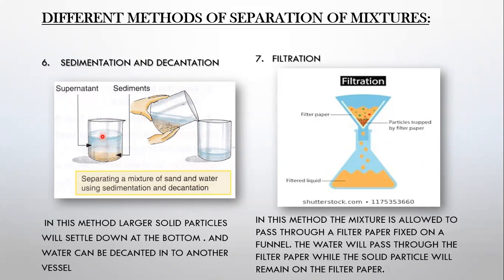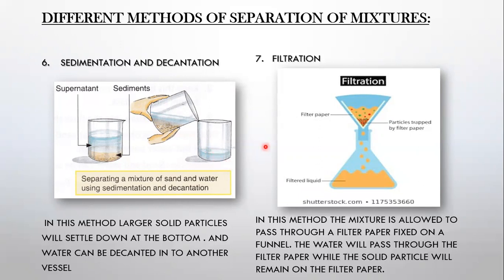Now, how to remove this water? Slowly, without shaking, we will pour the water into another vessel. This is called decantation. That means by sedimentation and decantation, we can separate insoluble solid from a liquid. Now, this water we separated in this way will not be looking clear. It will be the color of the mud only. Now, how can we take the clear water from this muddy water? That you will see.